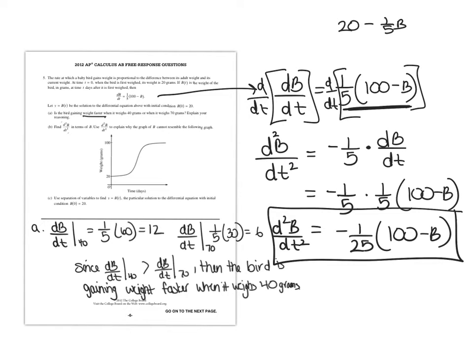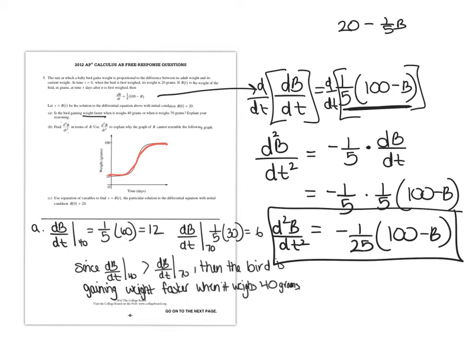And then it says to explain why the graph of B cannot resemble the following graph. So if you look at that graph of B, it's this one right here. You have to think, why can it not be that?